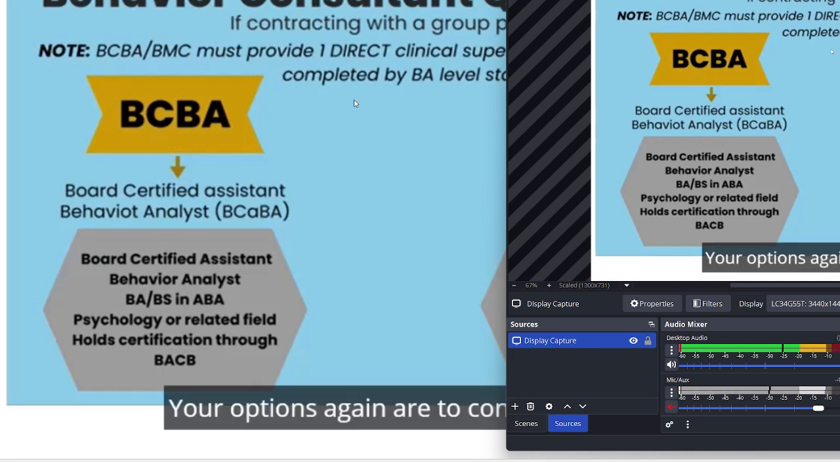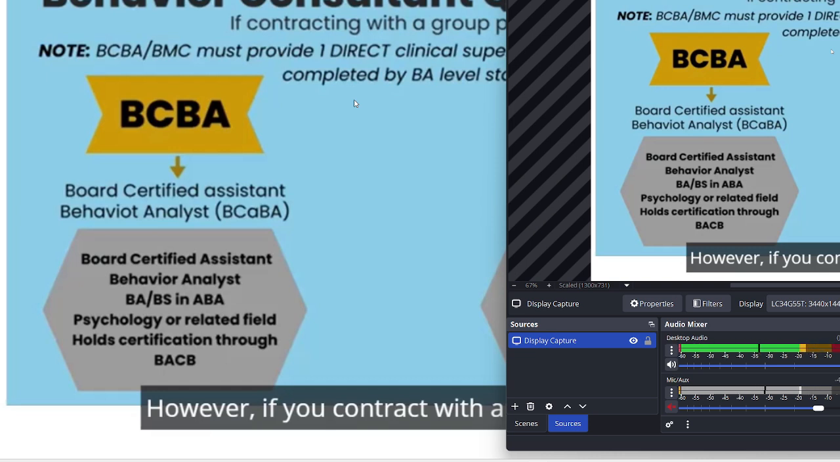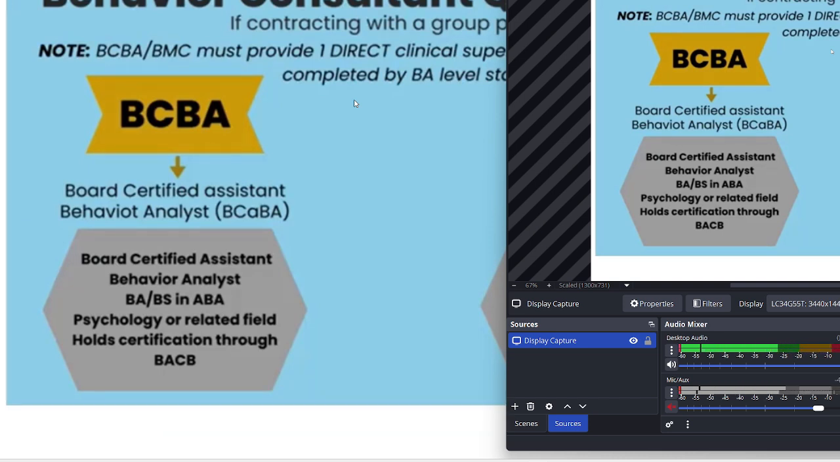Your options again are to contract with a sole provider or an agency. However, if you contract with an agency, you will want to ensure that the person under the BCBA or BMC meets these qualifications.